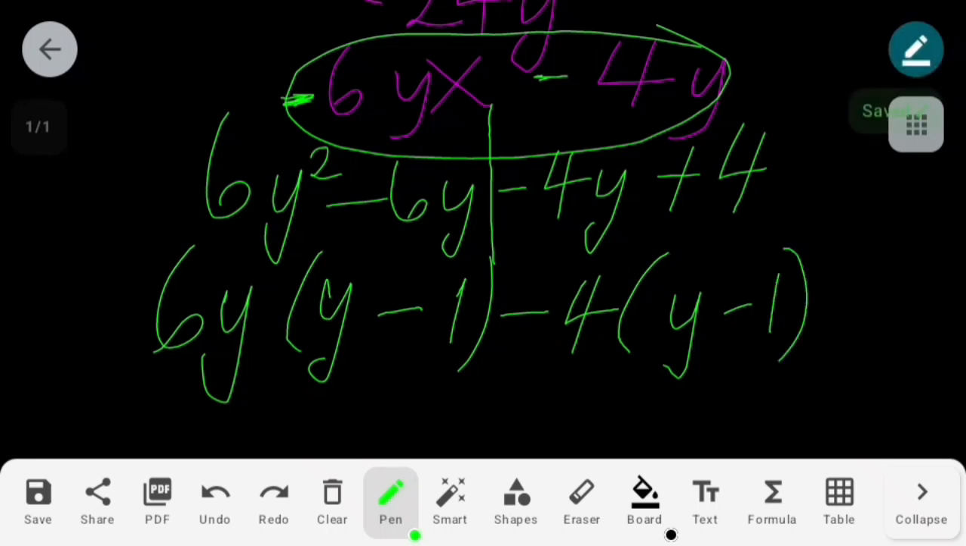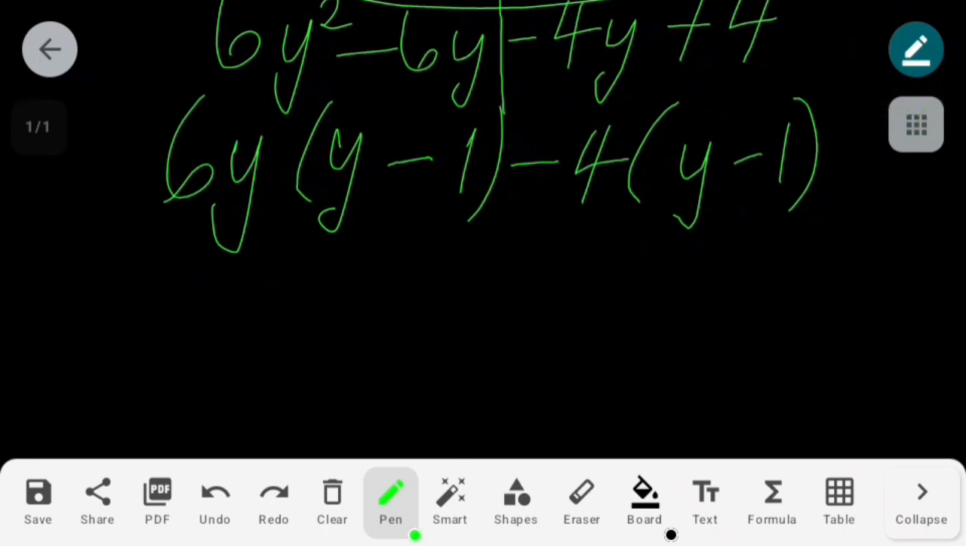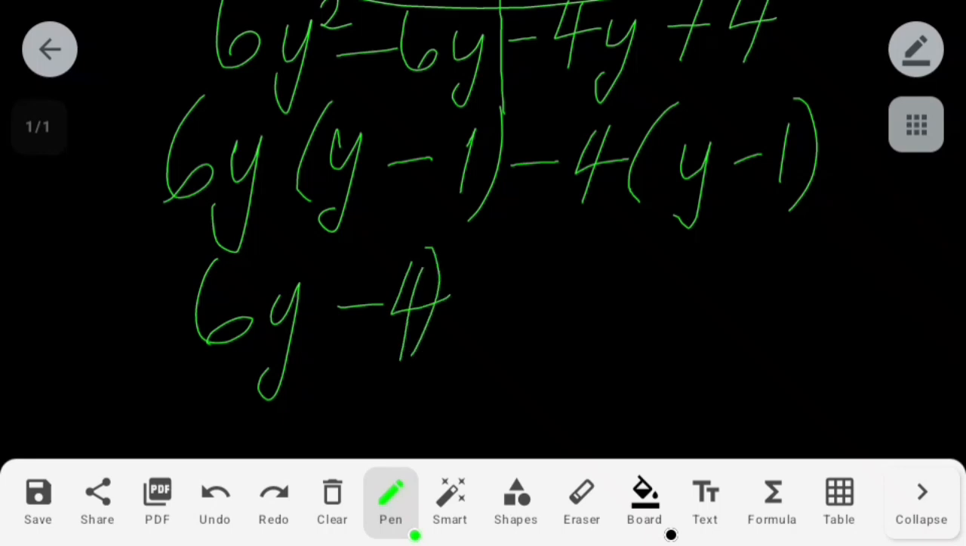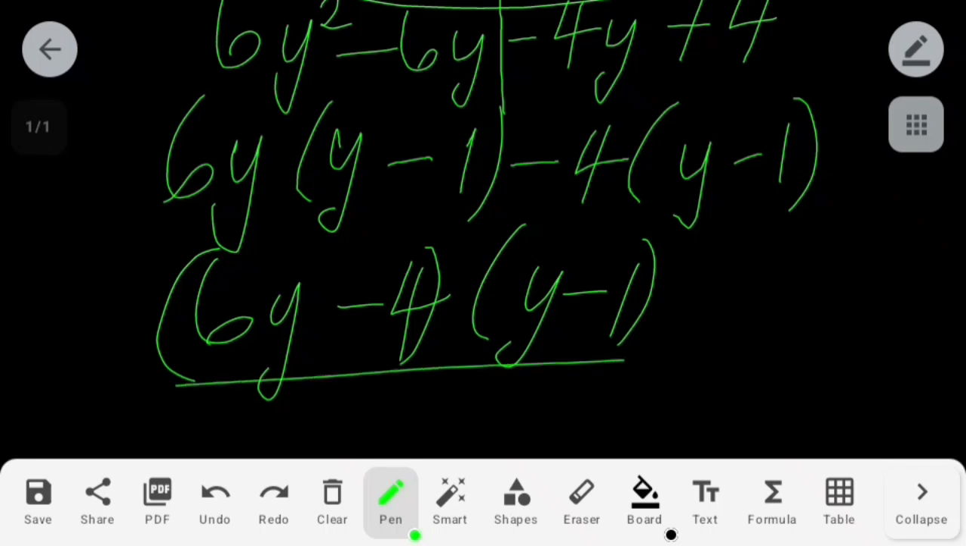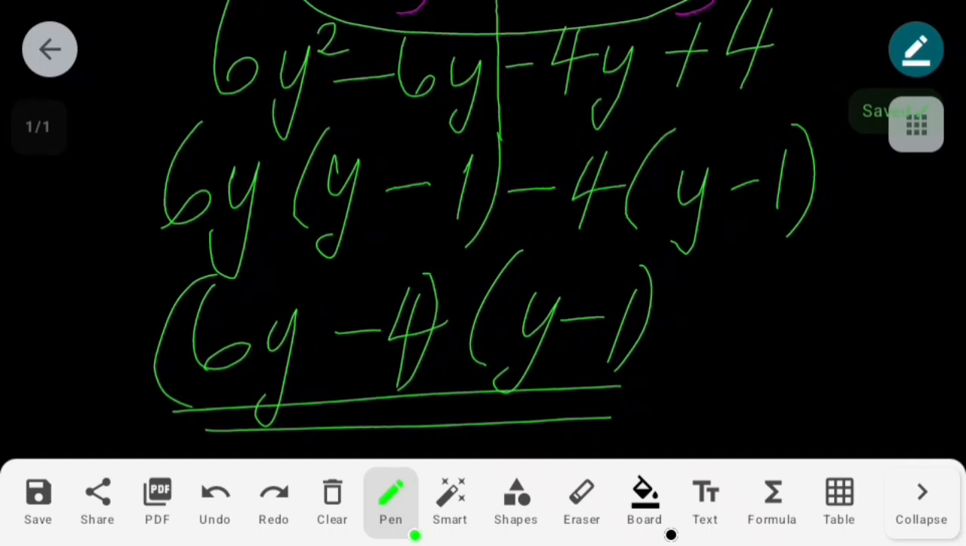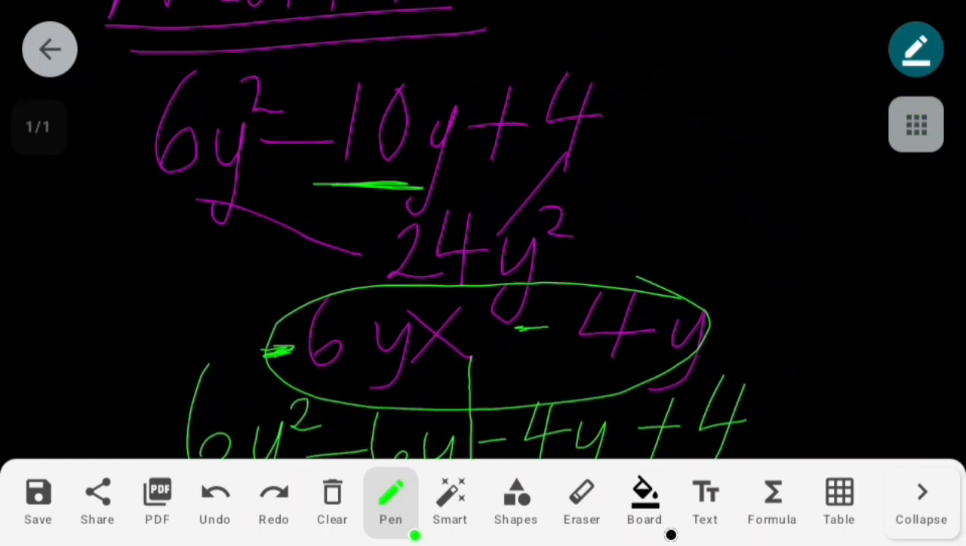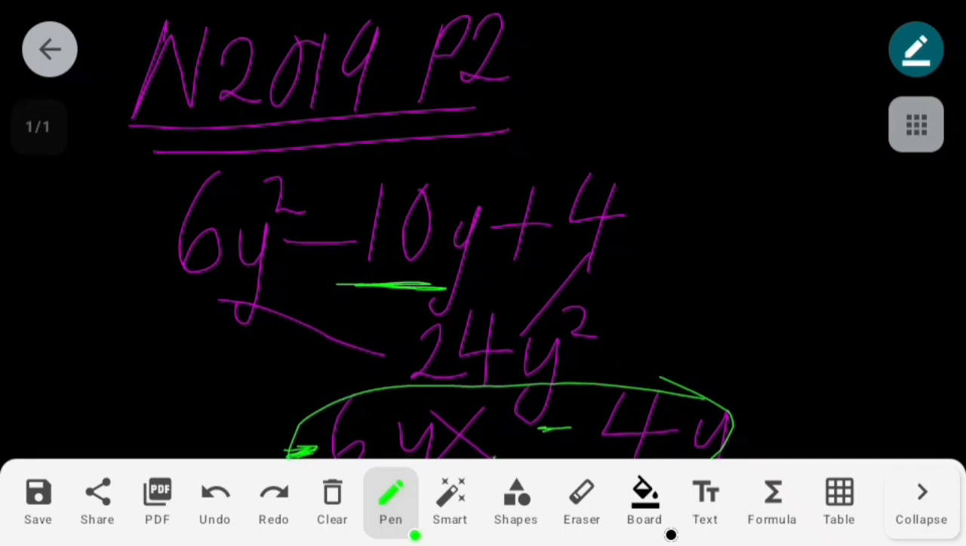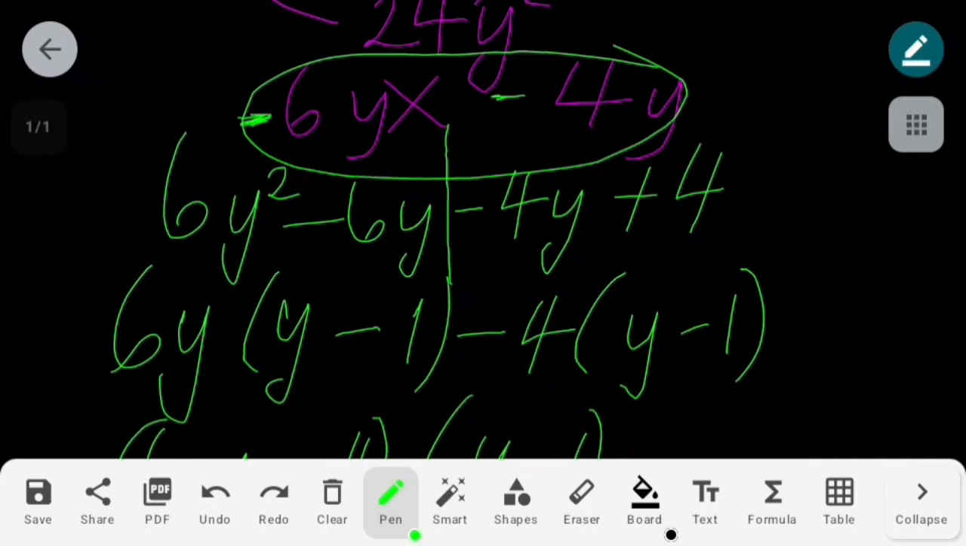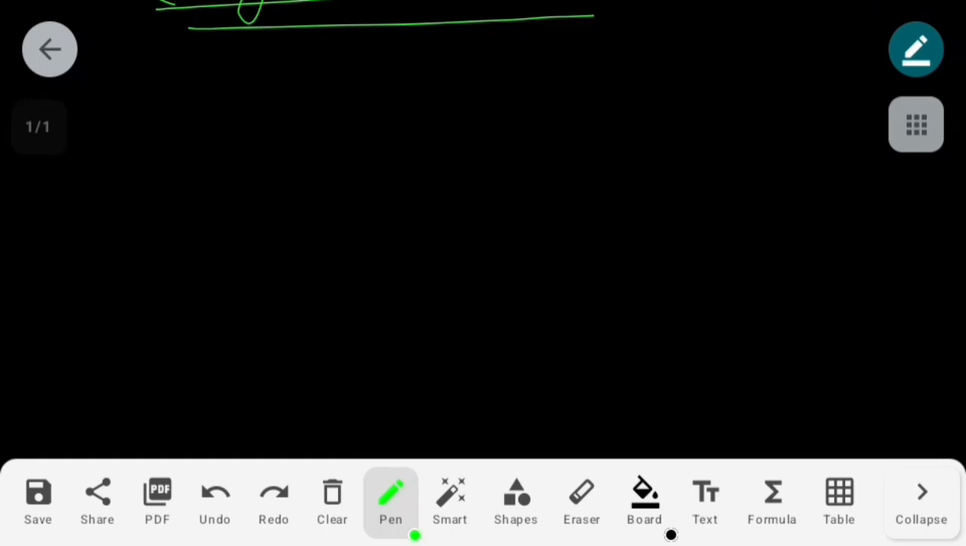So now my brackets are the same, y minus 1 and y minus 1. To write our final answer, we're going to say 6y minus 4 inside one bracket, and the other y minus 1. This is how we solve the trinomials. Now we are going to look at the last part, which is grouping.